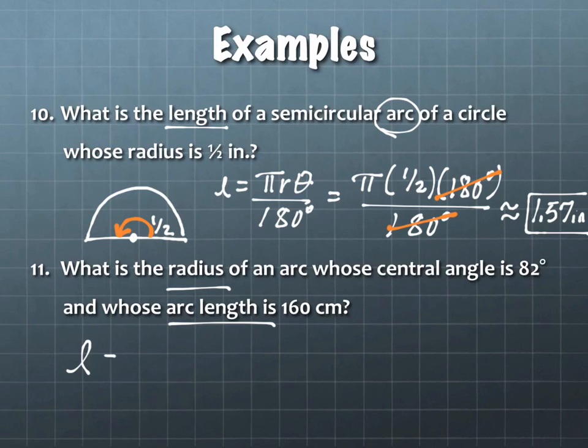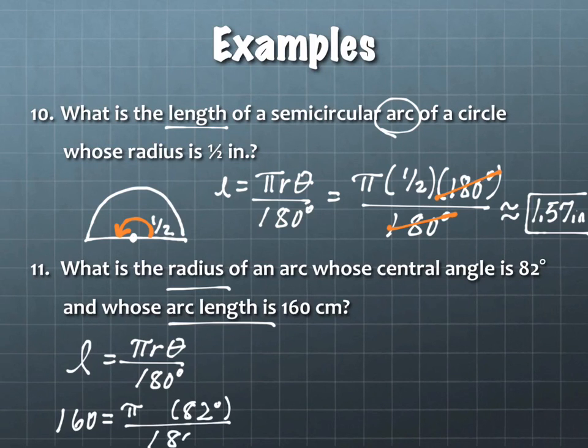So I'm going to start with that arc length formula that we had. And we'll take a look at what we have. So what can I plug in and where to that formula? 160 is L, right? What else? Okay, and theta is 82 degrees. So it should be that R is the only thing we don't know. Is that true? Good.